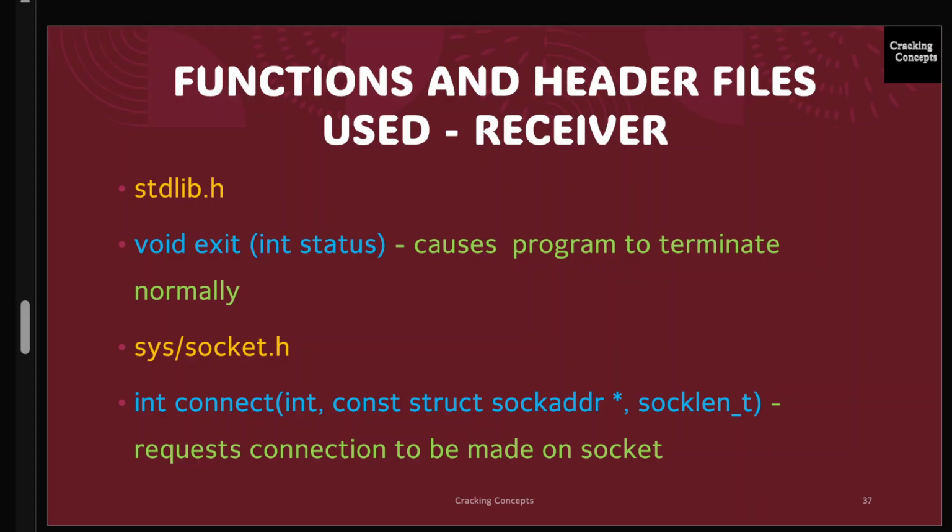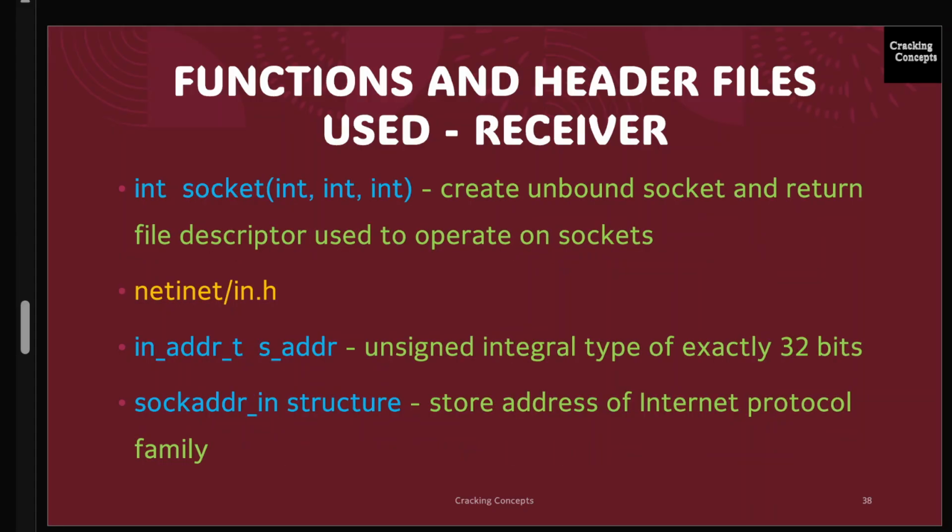Now we look into the functions and header files that are used in the receiver side. Now we begin with stdlib.h, the same function we saw in the sender side also, the exit function. Then from sys/socket.h we have the connect function. So that is used to request a connection to be made onto a particular socket. Then we have the socket function which we already saw.